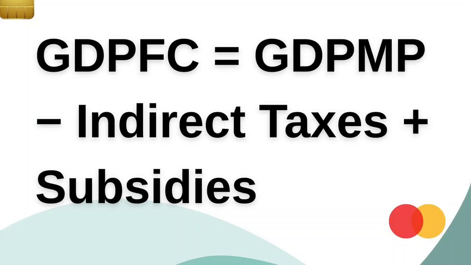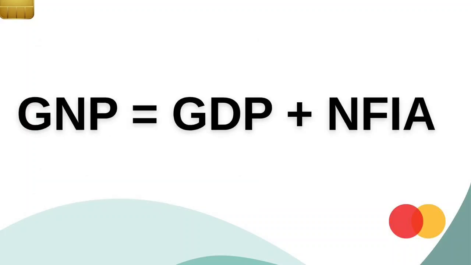Now let's convert GDP at market price into GDP at factor cost. In these two terms you will find the difference between market price and factor cost. Factor cost is the amount actually received by factors of production. Since market price includes indirect tax, we subtract it. If the government provides subsidy, it reduces the market price, so we add the subsidies back. That's why the formula for GDP at factor cost is GDP at market price minus indirect tax plus subsidies. This formula is one of the most frequently asked questions in the CBSE board examination.